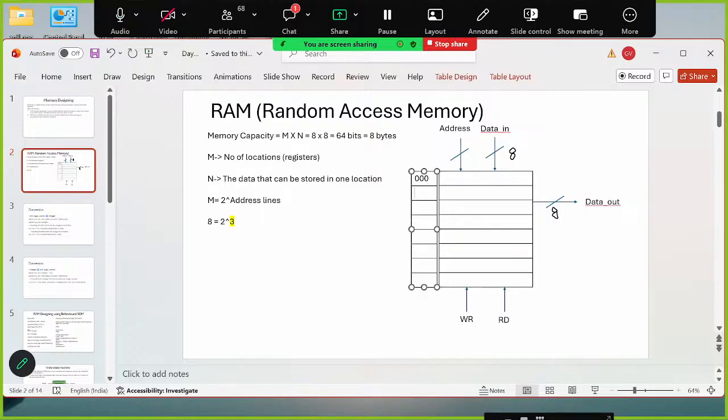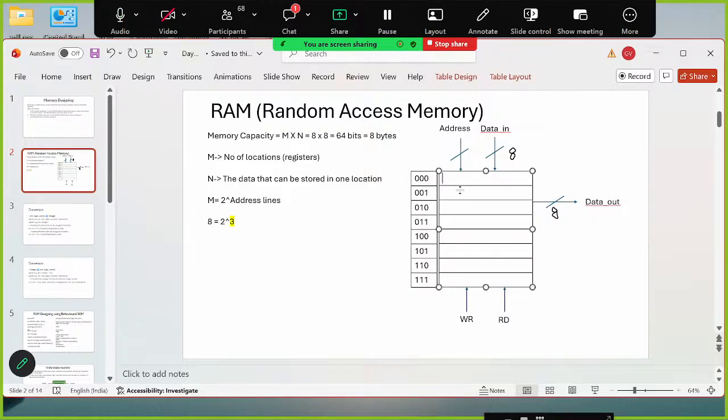And how does the address vary? Using 3 address lines, we can create 8 addresses. Okay, starting from 000, then 001, then 010, then 011, 100, 101, 110, and finally 111, right?